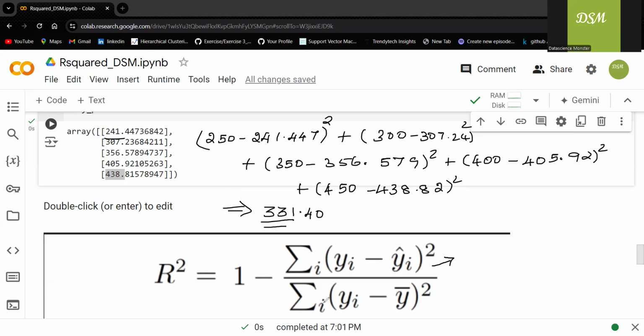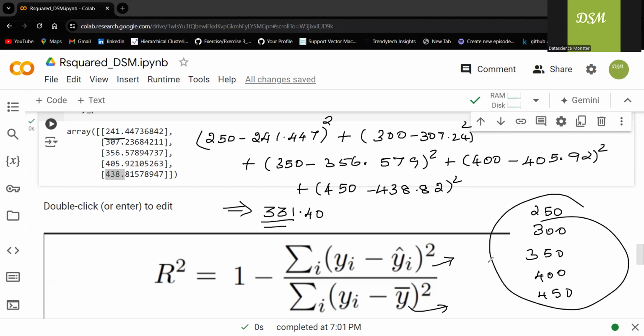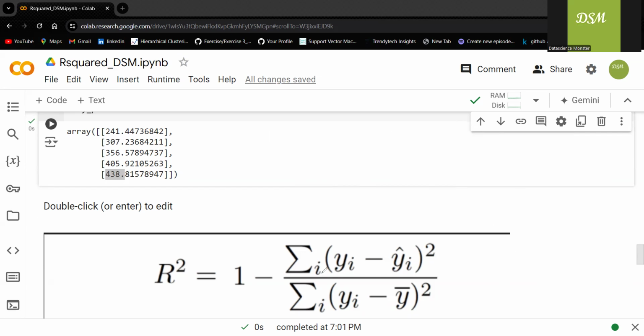So let us come to the denominator part, y bar, right? Y bar in the sense, what did I say? Mean value of y. So what are the values we actually had? 250, 300, 350, 400, 450. Can you tell me the mean of it? Excellent, right? So definitely the mean value is 350, right? So what is the next step we are supposed to do? We need to calculate it for the denominator part. So 350 is the mean, correct? So what we are supposed to do?